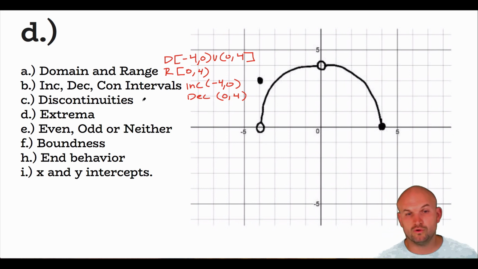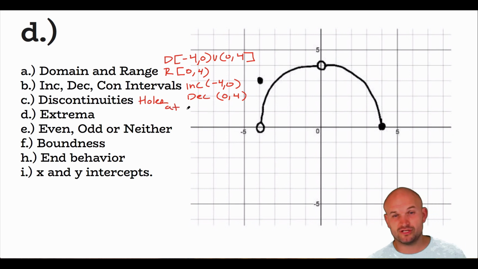All right, discontinuities. We have two holes. So we can say there are holes at, and then we just want to give our location of the holes: x equals negative 4 and x equals 0.